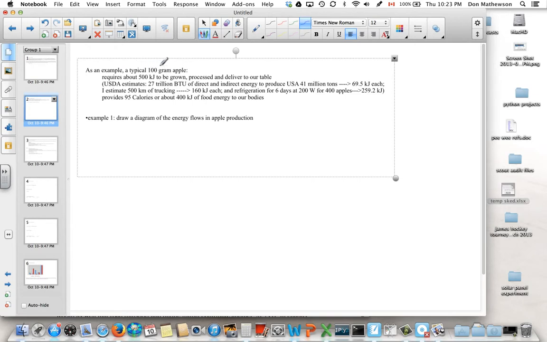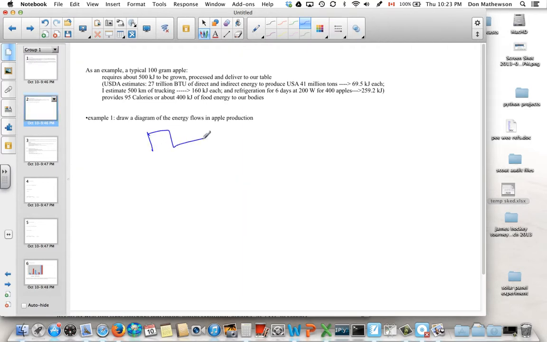So here's an example. These are some numbers from the U.S. Department of Agriculture for the amount of energy to make an apple. So we've got some direct energy. So here, let's just try and draw a picture here. Okay, so here's a tractor. Okay, that's the direct energy. So what did we say? Okay, that's about 69.5 kilojoules. This is a single apple, okay? 69.5 kilojoules to run the tractors and use all the electricity use.